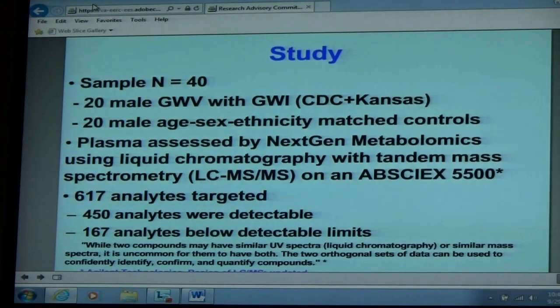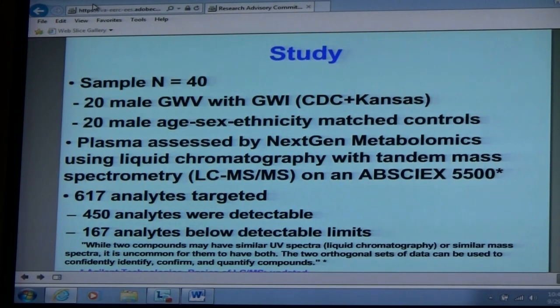Because metabolomics are different for men and women, it's important to do segregated analysis. So for this first analysis, we looked expressly at men. The sample involved 40. According to Dr. Navio, the right size sample is usually 20 per group. So we have 20 male Gulf War veterans with CDC and Kansas-defined Gulf War illness, and 20 one-to-one matched male age, sex, ethnicity matched controls.